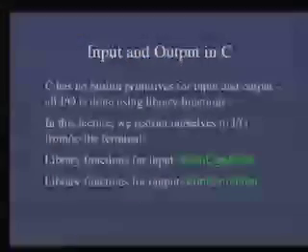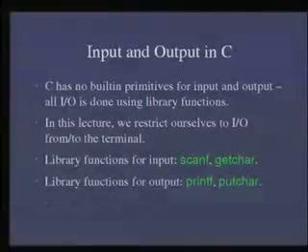So, C has no built-in primitives or statements for input and output. For all input and output, that is I/O, we have to use library functions. We have already seen several of these library functions in action. For example, we have seen scanf for reading values from the terminal and printf for printing some output on the terminal. In this lecture, we will restrict ourselves to input and output only from the terminal.